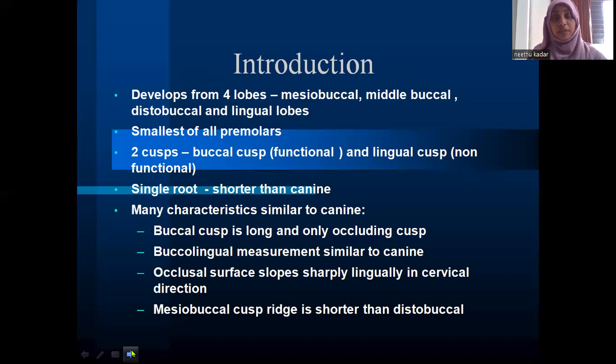There are five aspects which are discussed here in the case of the mandibular first premolar: the buccal aspect, the lingual aspect, the mesial aspect, the distal aspect, and the occlusal aspect.